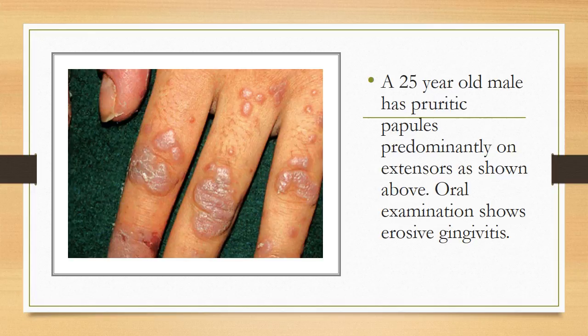A 25-year-old male has pruritic plaques, so it's an age you need to know. Or sometimes even the sex of the patient is important. This is very important in dermatology: pruritic or non-pruritic disease. Morphologically, it is papules. Location is extensors. There is oral involvement. This is lichen planus, and the lesions here are purple polygonal pruritic papules or plaques.